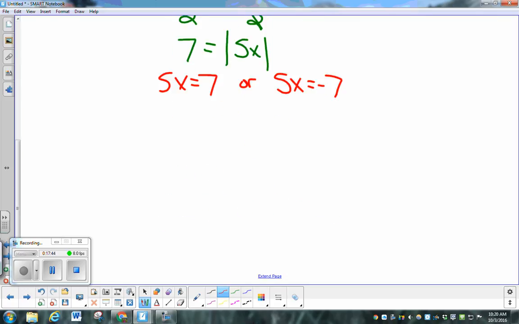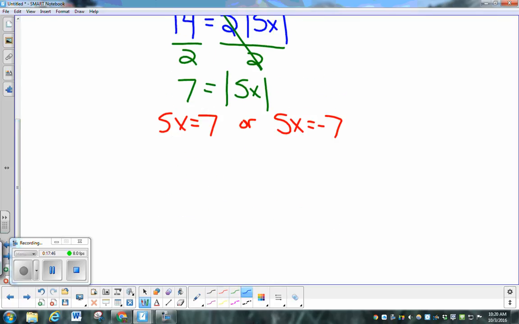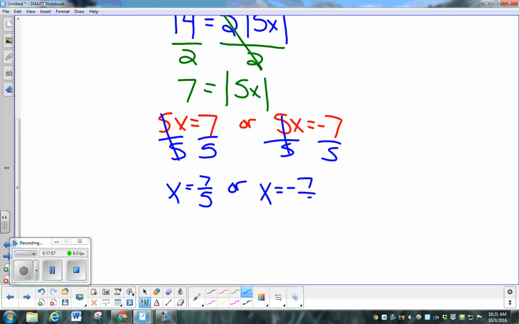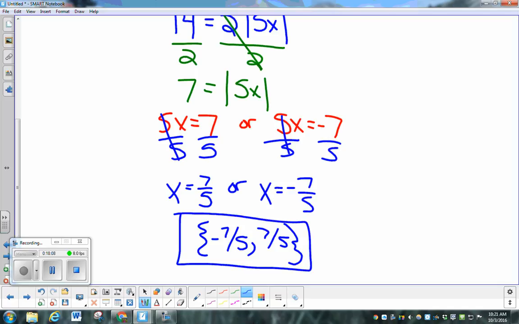So now on both of these, I just need to divide by 5, right? Divide by 5, divide by 5. So x is, let's just leave it 7/5. Or, if we divide by 5 on this one, x is negative 7/5. So in your roster notation, you just do negative 7/5 or 7/5. That's a bad squiggle. I kind of forgot I was doing a squiggle as I did it.